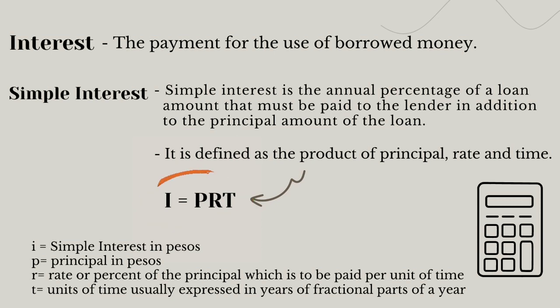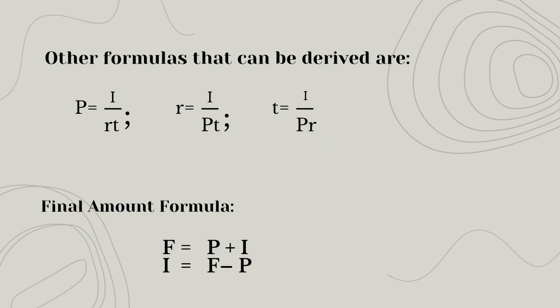I is equal to PRT, which means I is the simple interest in pesos, P is the principal in pesos, R is the rate or percent of the principal which is to be paid per unit of time, and T is the unit of time, usually expressed in years or fractional parts of a year. Other formulas that can be derived are P is equal to I over RT, R is equal to I over PT, and T equals I over PR. And you can use these formulas based on a given problem.